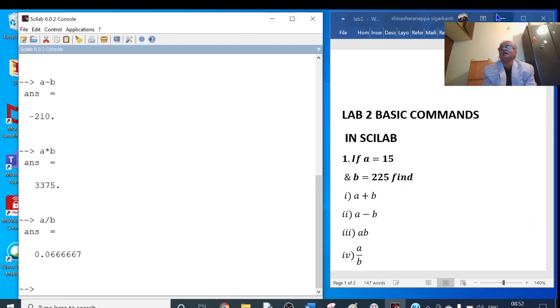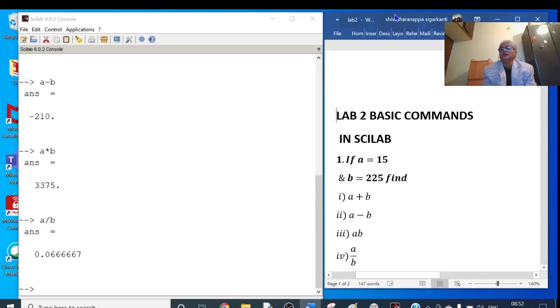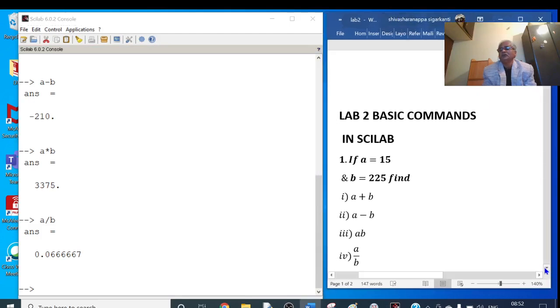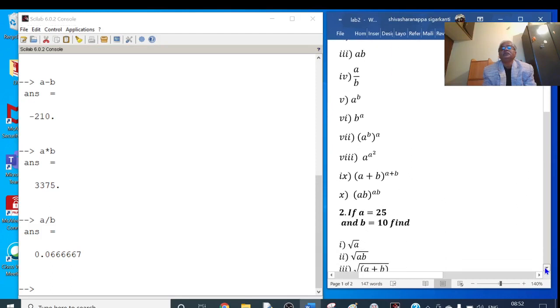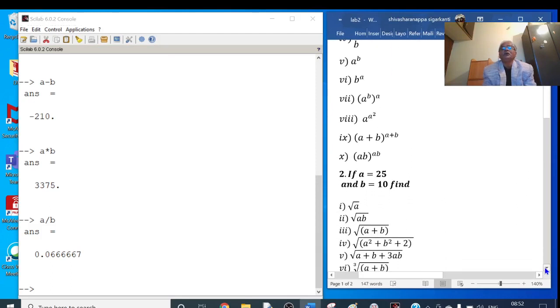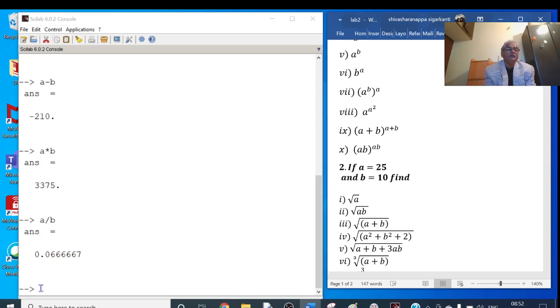And the next execution is A to the power of B. For A to the power of B, I have to write A. For power, I have to take cap. A cap B. Press the enter button. I am getting here 4.17D plus 264. That is, this is nothing but 4.17 into 10 to the power of 264.